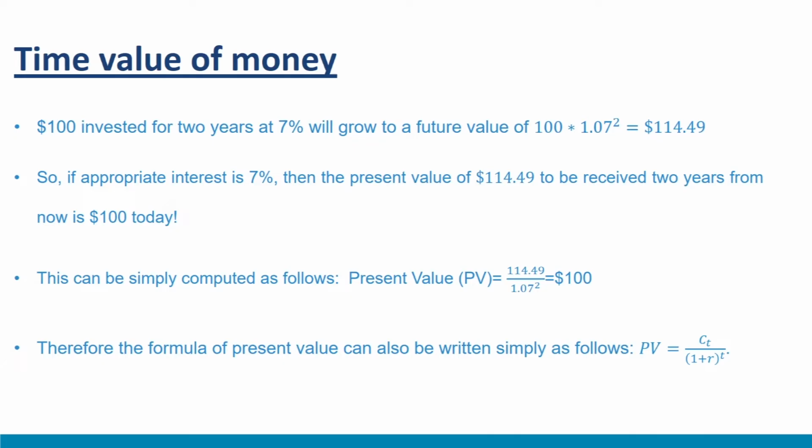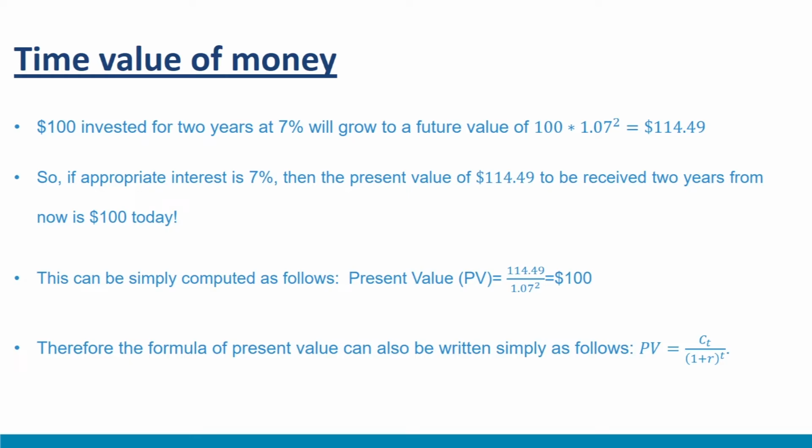Consider this another example. $100 invested for 2 years at 7% will grow to a future value of 100 into 1.07 raised to the power 2 equal to $114.49. So if this future value of $114.49 is known to us along with the interest rate and the time duration, then we can also compute the present value corresponding to this future value. This can be simply computed in the following manner. Present value PV equal to 114.49 divided by 1.07 raised to the power 2 equal to $100.